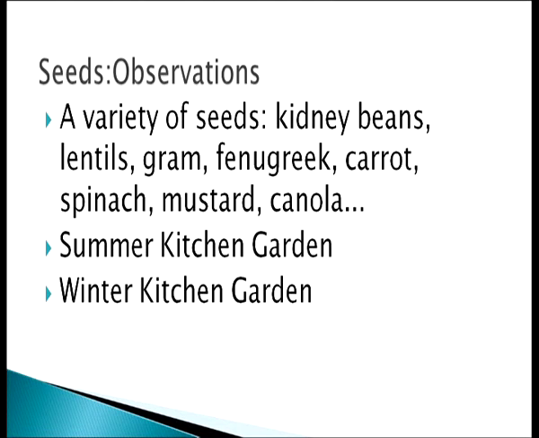So, this is an example of seed observation. You can start a summer kitchen garden in your school or a winter kitchen garden in your school, wherein you can sow a variety of seeds, like for example, kidney beans, lentil, gram, fenugreek, carrot, spinach, mustard, canola and many others. So, before sowing, you can ask children to observe those seeds carefully.